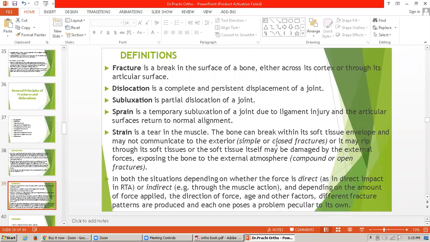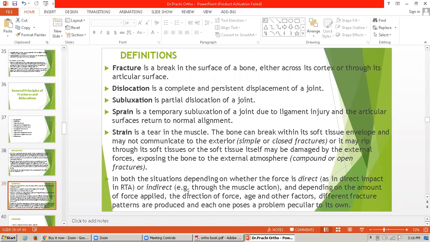So, there is a simple or closed fracture, and it may rip through the soft tissue. When there is involvement and damage of the soft tissue by external forces, it exposes the bone to the external atmosphere. When the bone is exposed externally, it is called a compound or open fracture. When it is not open externally, this is a simple or closed fracture. And when it is exposed externally, this is an open fracture.